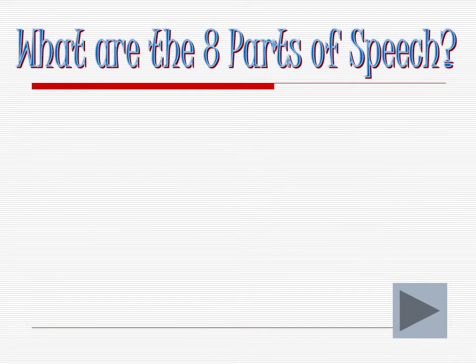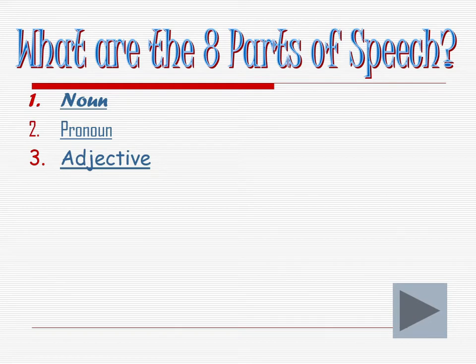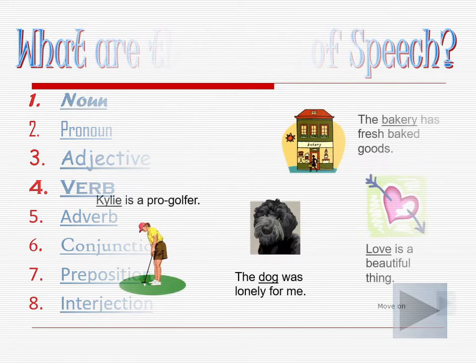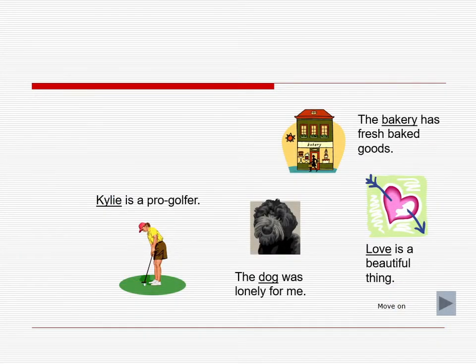So what are the 8 parts of speech? The 8 parts of speech are noun, pronoun, adjective, verb, adverb, conjunction, preposition, interjection. So these are the 8 parts of speech.